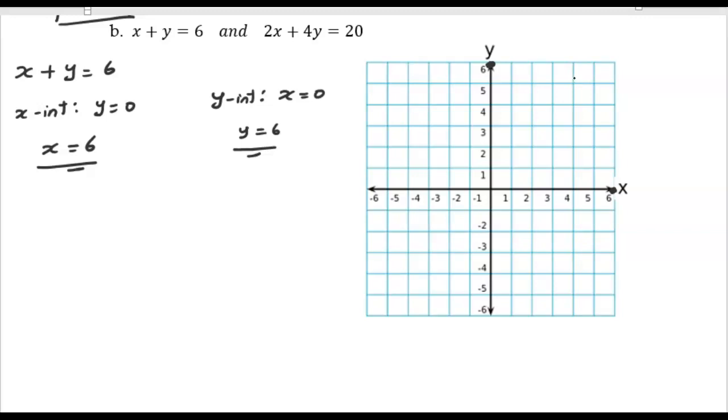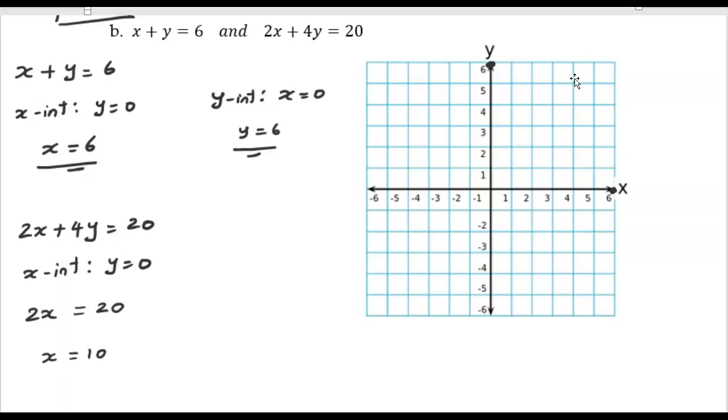The second equation, I'm going to have 2x plus 4y equals 20. Right? Again, I'm going to go ahead and find my intercepts. So 2x plus 4 times 0 is 0, which means 2x is equal to 20. Divide both sides by 2, that gives me x equals 10. And then we're going to have my y-intercept, which is when x is equal to 0.